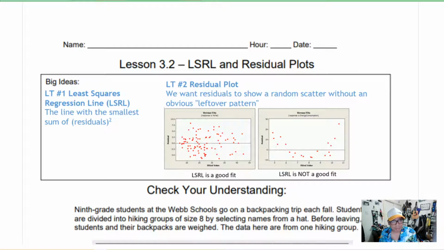So here's a couple of examples. The first one over here on the left, this residual plot doesn't show an obvious pattern. It's just a random scatter of coordinates. However, this second one over here shows a positive, negative, positive pattern. So the least squares regression line, or any linear regression model, is not a good fit.